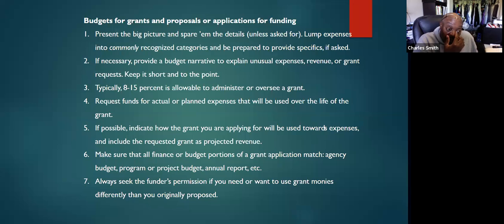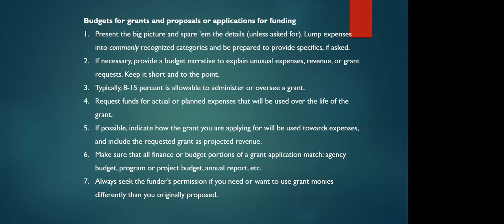Typically, number 3, typically 8 to 15% is allowable to administer or oversee a grant. Mama, we talked about that. And here it is again, 8 to 15%. That's the standard. That's the industry rule.